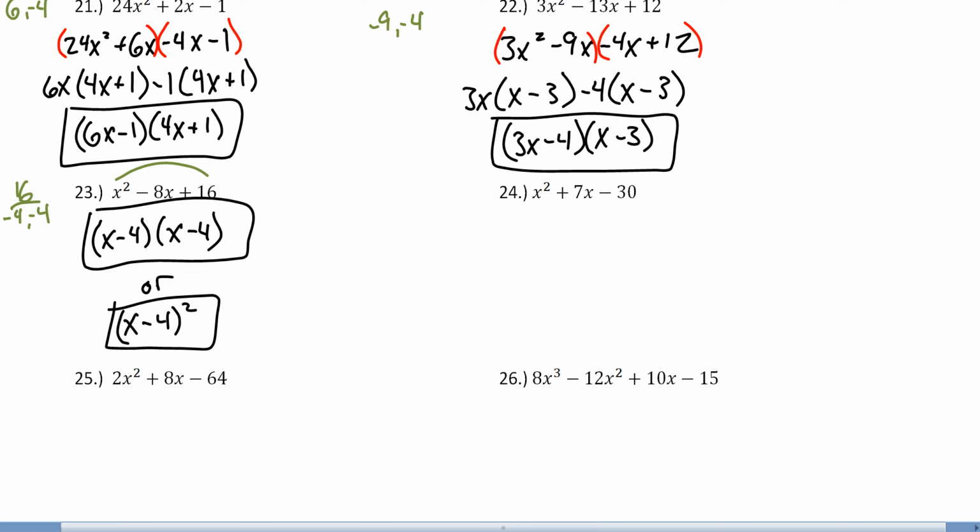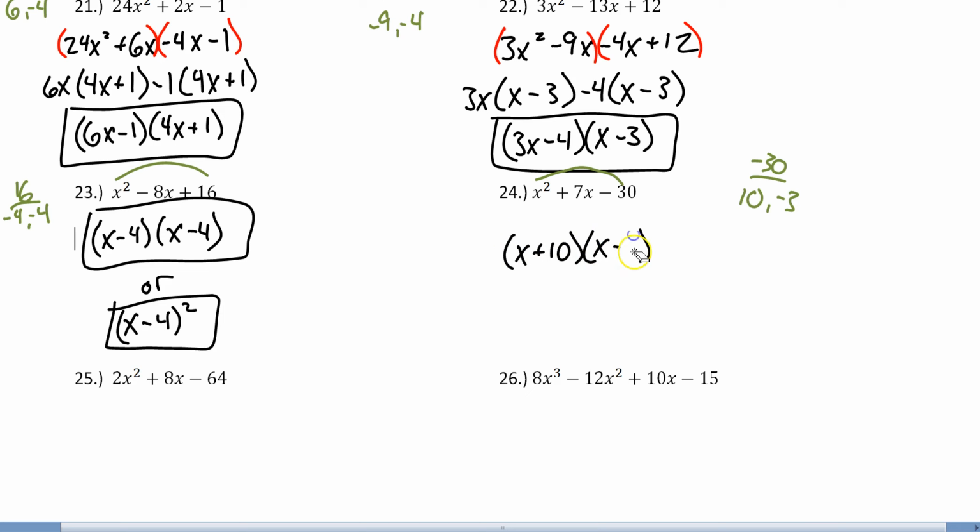If I look at the next one, again, no greatest common factor. There's three terms, so I build a bridge. 1 times a -30 is a -30. Two numbers that multiply to a -30 but add to a positive 7 are going to be a positive 10 and a -3. Once again, I get to use my shortcut on this one because it's a 1x squared, so when there's a 1 out front, I can go right to the two factors, so it's going to be an x plus 10 because of the plus 10, and an x minus 3 because of the -3.